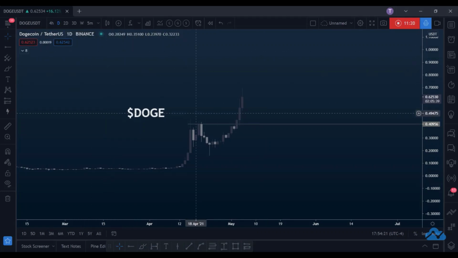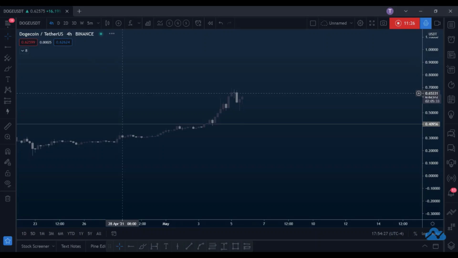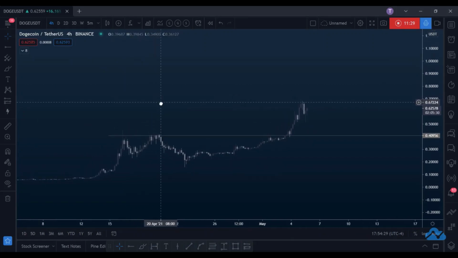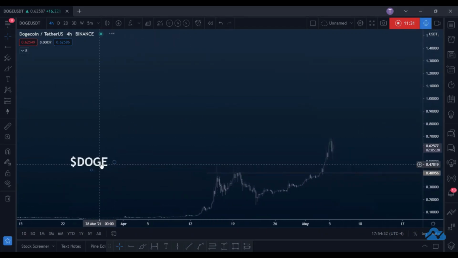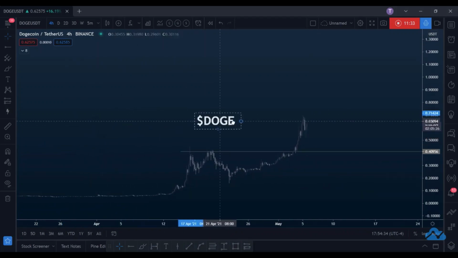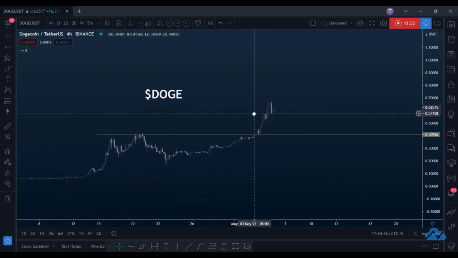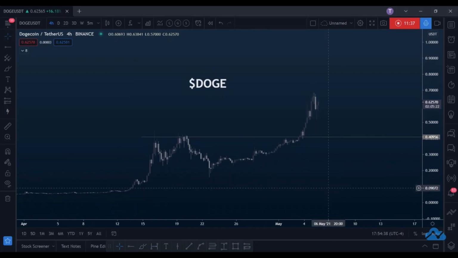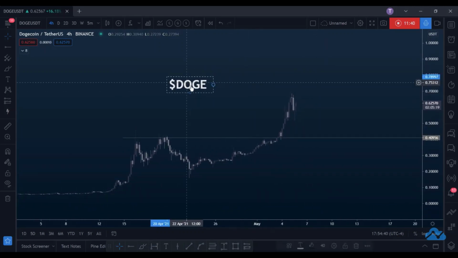So start with the daily. We have our resistance here, which if we came back, it would be support. And now let's go to our 4 hour. Let's bring our name over here just to make it clean, look nice.